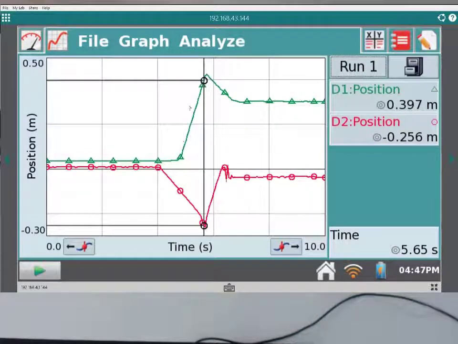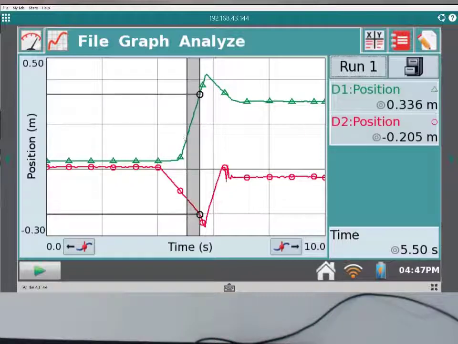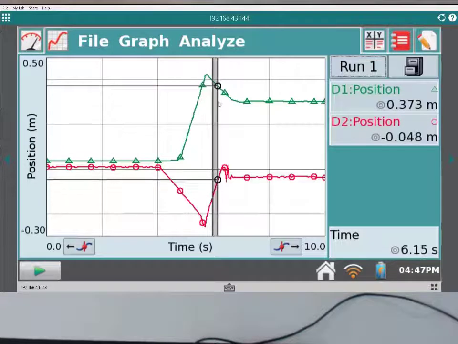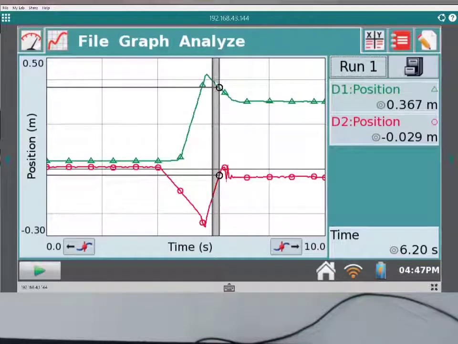See how we had a green positive slope? The green cart was moving in the positive direction here, and then it gets really close to the red cart, and the magnets force them to reverse direction in an elastic collision. And then afterwards, my green cart has a negative slope because it's moving in the negative direction.